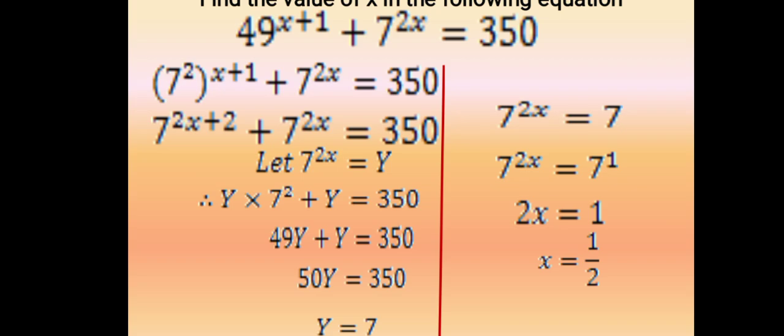remember when you write a value as a whole, it is always raised to the power of 1. So 7 is raised to the power of 1. So 7 raised to the power of 2x is equal to 7. Now the base is the same. It means that now the powers 2x is equal to 1, meaning that now x is equal to a half.